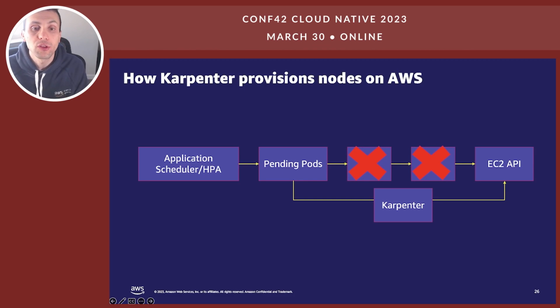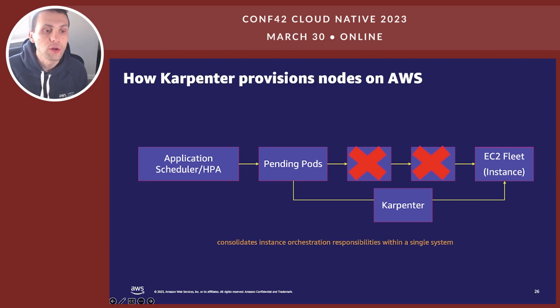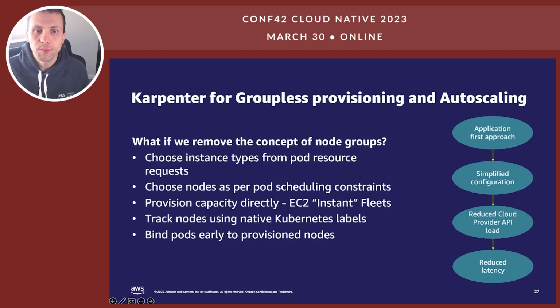And instead of Karpenter talking to the EC2 API, Karpenter talks to EC2 Fleet, which is much more performant when you're trying to grab what capability and possibilities Karpenter can deploy on a specific availability zone in a region. EC2 Fleet is the one responsible on the AWS side to make those decisions. And consolidation, instance orchestration responsibility within a single system, it's what Karpenter does. And we've talked about groupless provisioning.